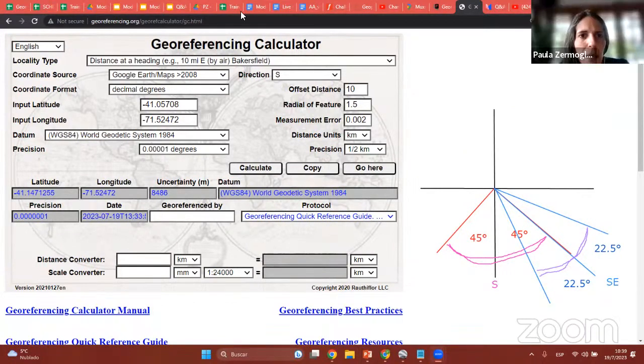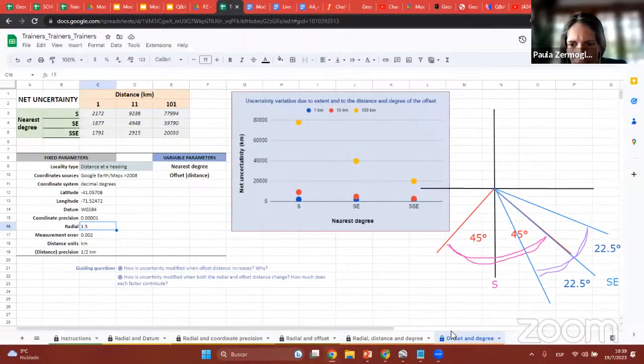Okay. I think that was the last tab for this exercise. Are there any other questions about this? How the uncertainty varies with different factors?